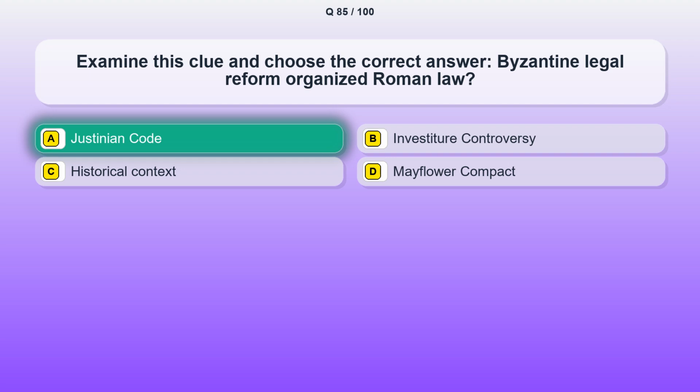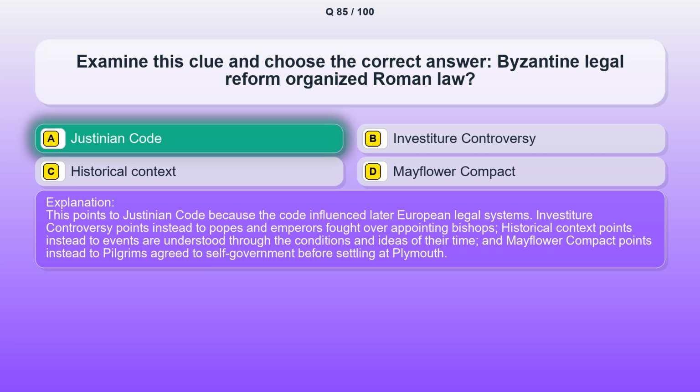The correct answer is option A, Justinian Code. This points to Justinian Code because the code influenced later European legal systems. Investiture controversy points instead to popes and emperors fought over appointing bishops. Historical context points instead to events are understood through the conditions and ideas of their time, and Mayflower Compact points instead to pilgrims agreed to self-government before settling at Plymouth.